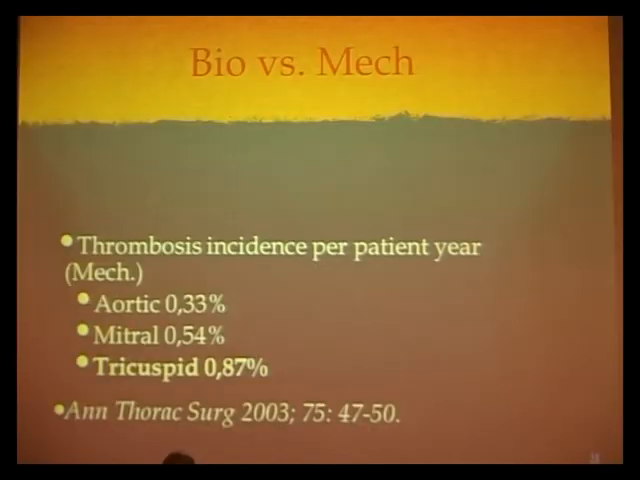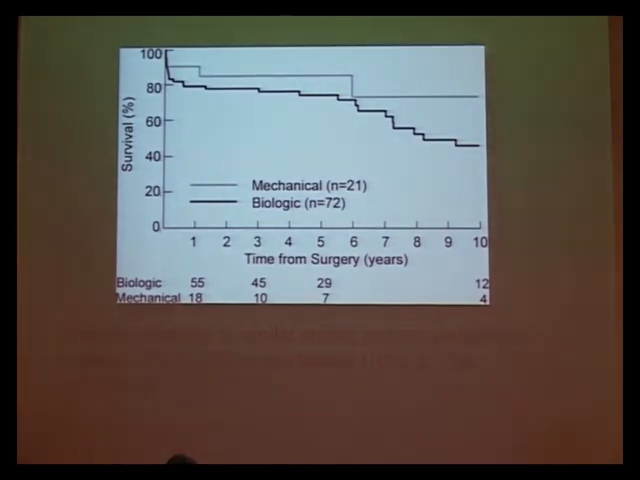When we look at the thrombosis incidence in biological and mechanical valves, in the tricuspid there is not very much difference from the aortic and mitral valves, as seen here in the Annals. And also, if you look at the mortality and survival rate between the mechanical and bioprosthetic valves, there is, again, not a great difference.